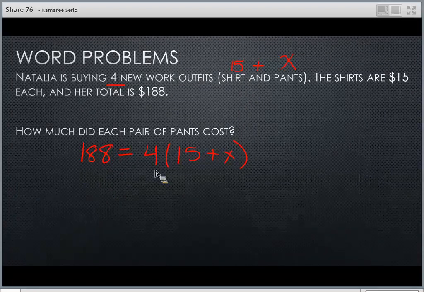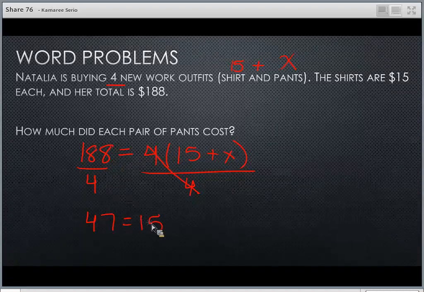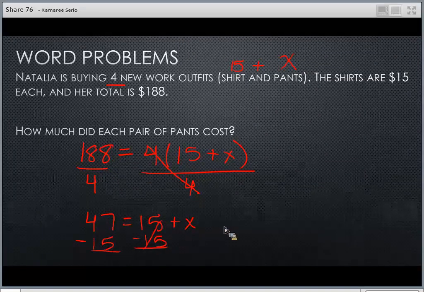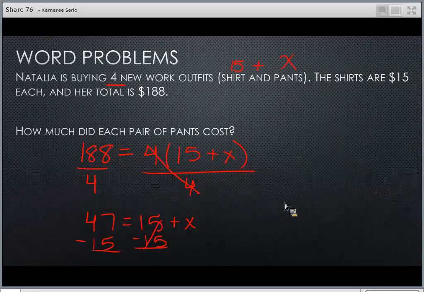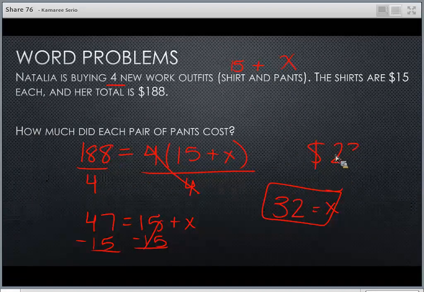So here, let's do that dividing method again and divide by 4 on both sides. 188 divided by 4 gives me 47. These will cancel. I have 15 plus x. Now since this 15 is positive, the opposite of a positive 15 is a negative 15, so that's why I'm subtracting there. 47 minus 15 is 32 equals x. So the pants are all $32. Nope, I wrote 23. 32, sorry.